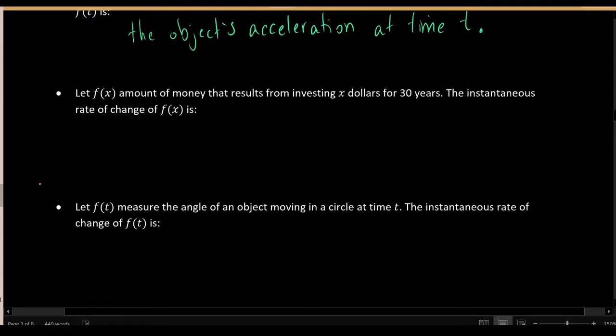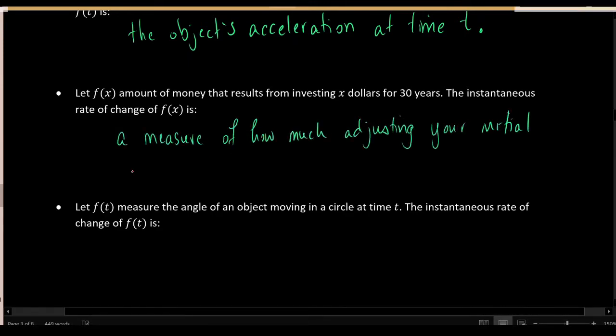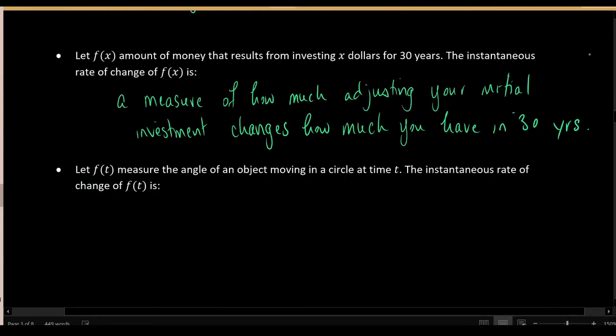So the instantaneous rate of change in this context would be something that measures how adjusting your initial investment affects the amount of money that you have 30 years from now. In this case, the instantaneous rate of change is a measure of how much adjustments to the input value, how much adjustments to the initial investment affect the output value, which is the amount of money that you would have in 30 years.